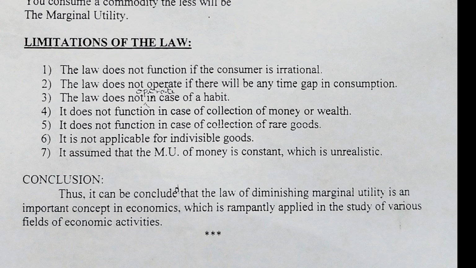Then you go for the conclusion. Thus, it can be concluded that the law of diminishing marginal utility is an important law of consumption. And it's an important concept of economics, which is widely applied in the study of various fields of economic activities. So, the main gist, the entire 2 pages, can be reduced into 2 lines like this: the more and more you consume a commodity, the less and less will be the marginal utility. This line is the central theme of the law of diminishing marginal utility.